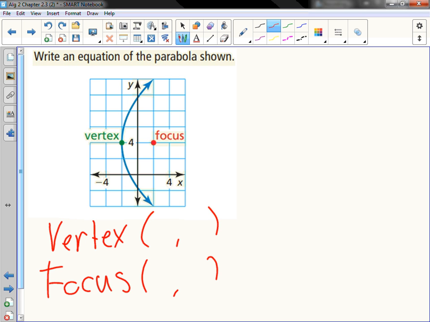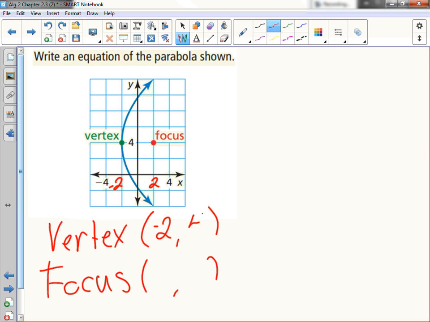So we have our vertex and our focus. Now again, this one's going by twos, kind of like the last one did. It had a scale of 2 for each one. Now our vertex is over at not just positive 2, it's negative 2 on the x and 4 on the y. Negative 2, 4. The focus is at 2, 4.